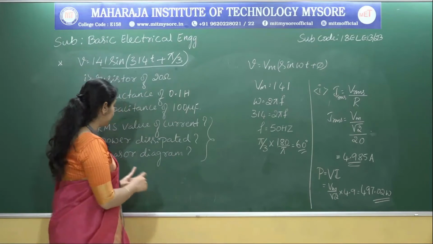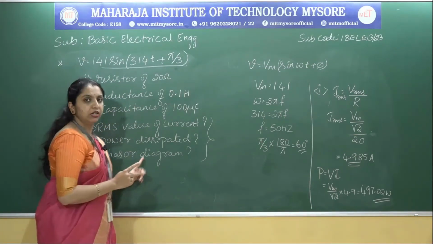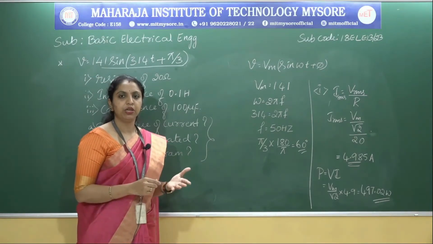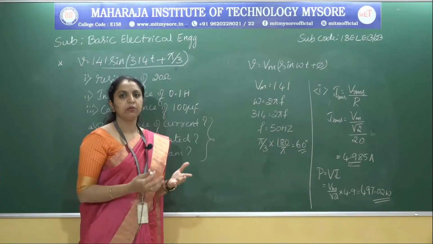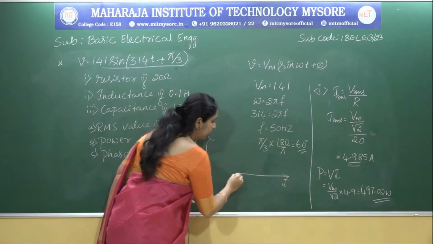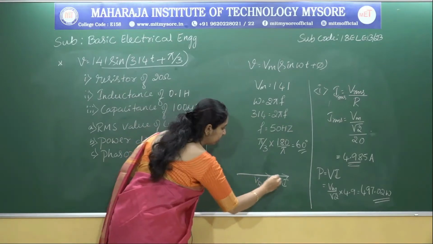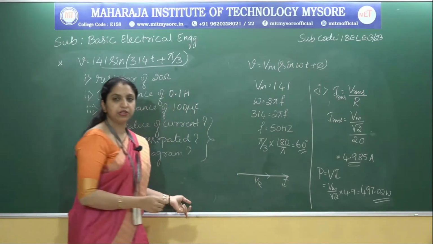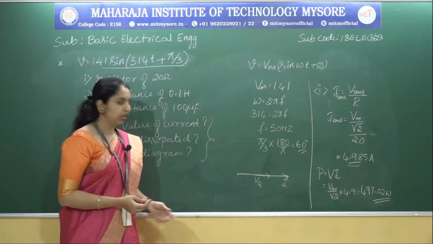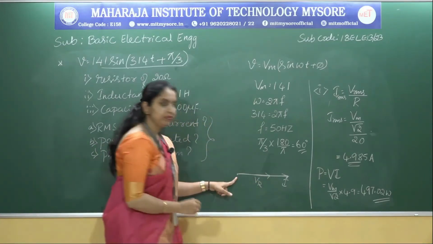Next is the phasor diagram. How can we draw it? Since there is no phase difference between the voltage and current in a pure resistive circuit, if I consider I as the reference, VR also lies in the same line. So we can have the phasor diagram in this form.